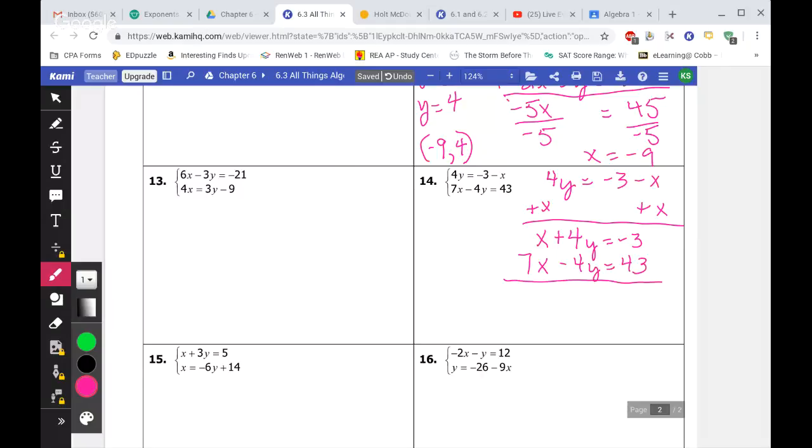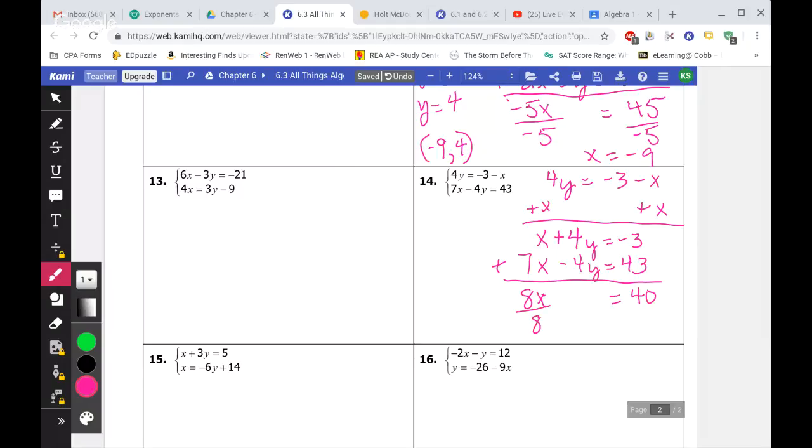I noticed that my y term is the one with the matching coefficients, both of them having the number 4. Then the next thing I want to look at is what is the sign that precedes the matching coefficient. One is plus, one is minus. They are opposite, so I will add. X plus 7x is 8x. The 4 y's will cancel. And then negative 3 plus 43 is 40.